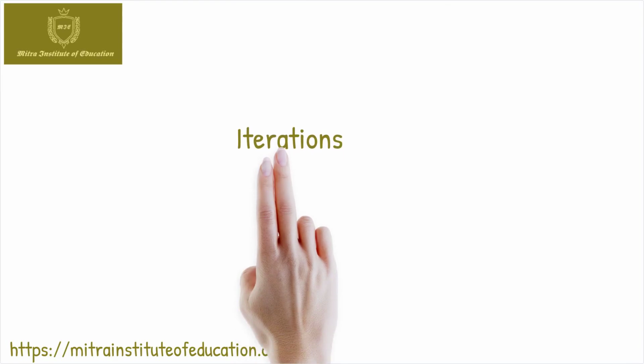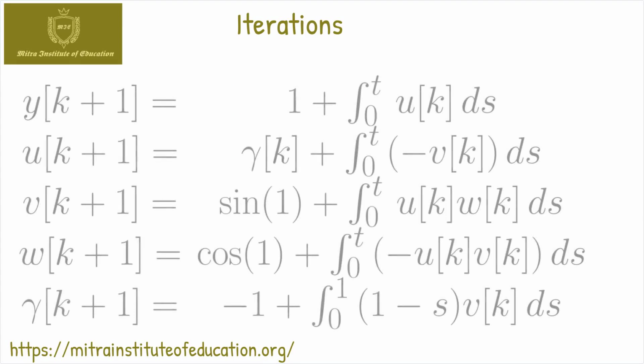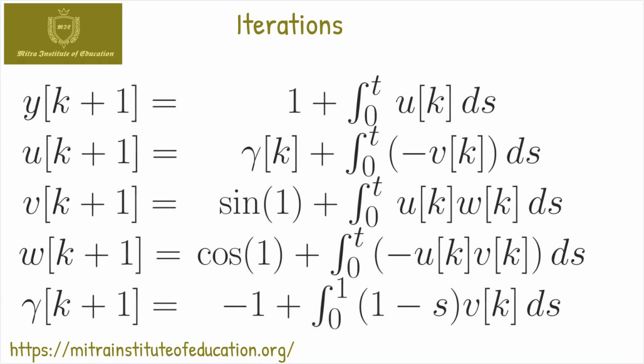After providing the initial guesses, the iterations are performed. We refine the estimates for the unknown function and the missing value in each iteration. Each iteration makes the approximations more accurate, bringing us closer to the exact solution.